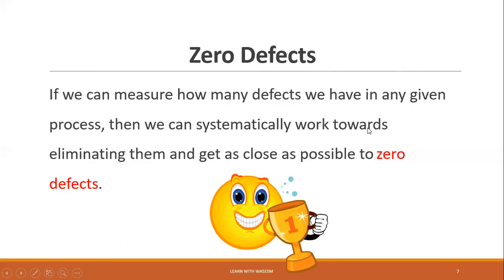So what we need to do is to improve our products, our processes, and everything that is related or linked to our products or services, or our outcomes or results. Okay, so what we need to do is to improve those processes, improve the quality systematically or gradually, and then as a result we can reduce the defects to zero defects.